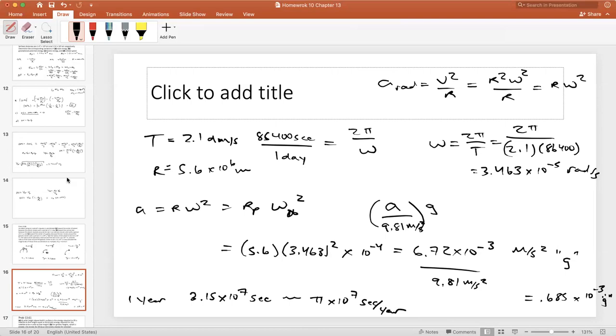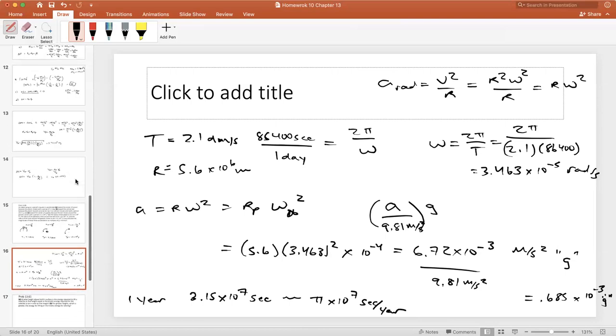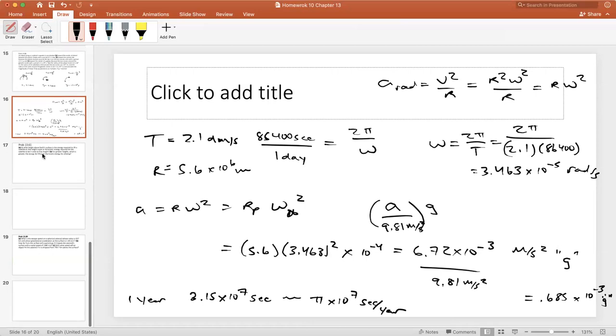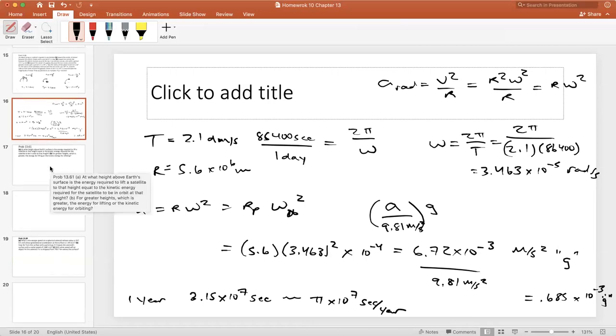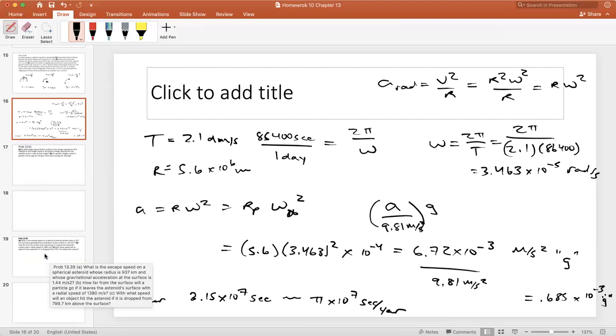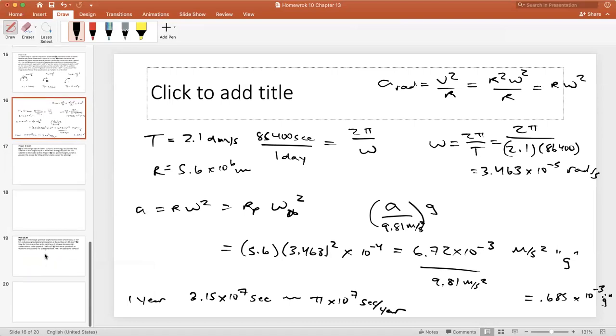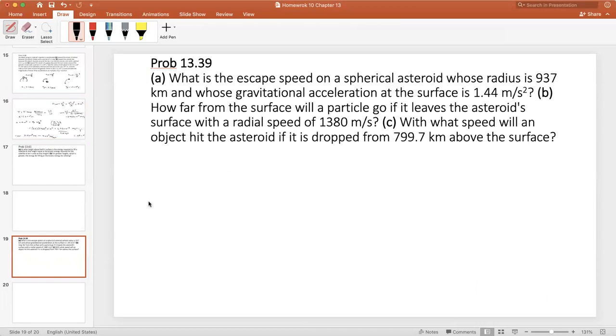I actually thought this was more interesting than probably useful, but it is practicing a question. I'm going to skip to the final problem first and then come back to problem 7. So the final problem, we're told that the gravitational, or the escape speed from a spherical asteroid with a radius of 937 kilometers and a gravitational attraction of 1.44 meters per second squared, that we want the escape speed.